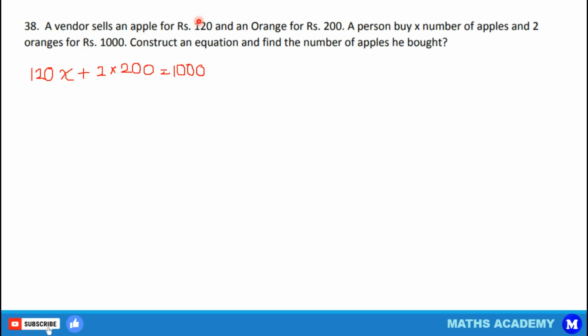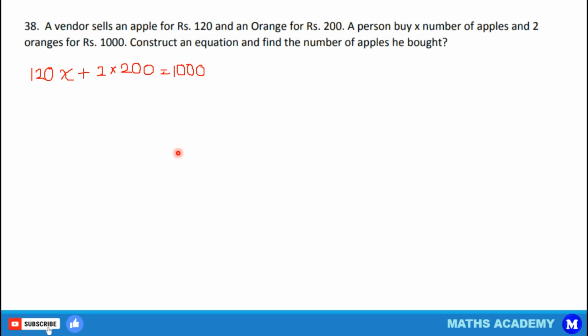120 is the price of an apple and he bought x number of apples, and the price of an orange is 200 and he bought 2 oranges. So 2 into 200, and the sum of these will be equal to 1000. Now by solving this, multiplying 2 into 200 gives you 400, and if you take 400 to the other side, you get 1000 minus 400, that will be equal to 600. So 120x equals 600, x equals 600 divided by 120, that will be equal to 5. So the number of apples he bought is 5.